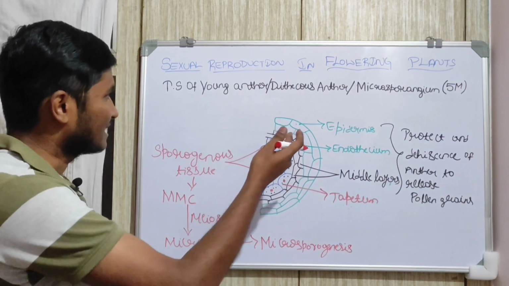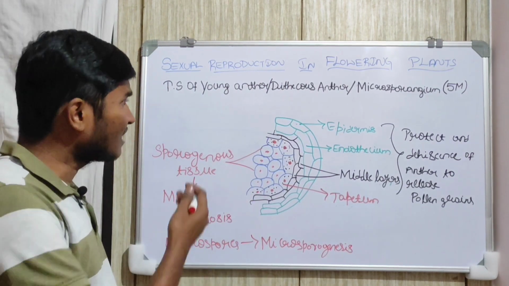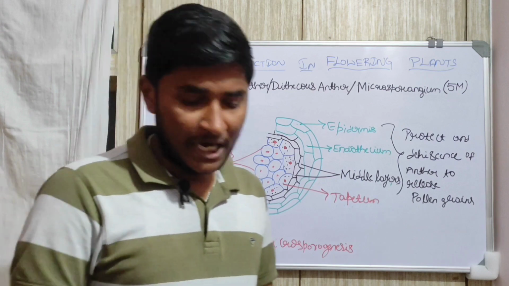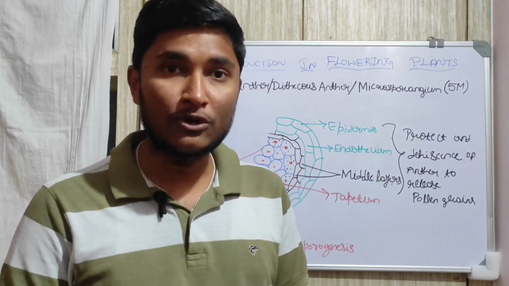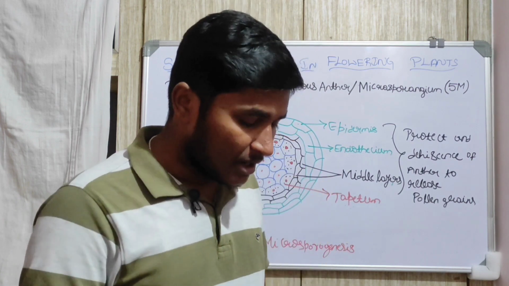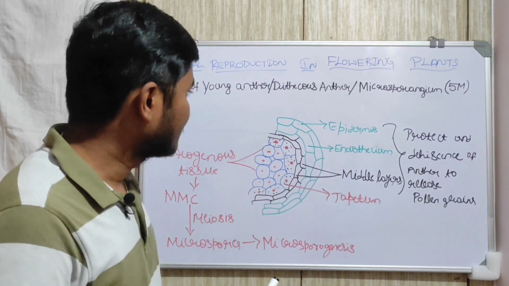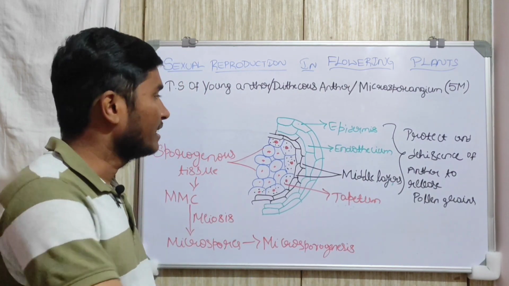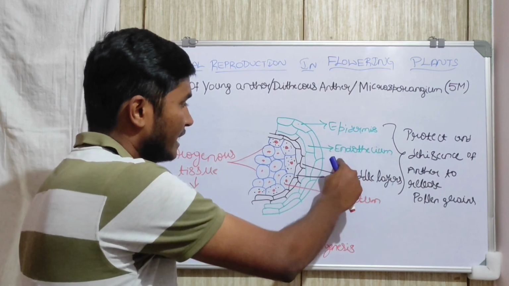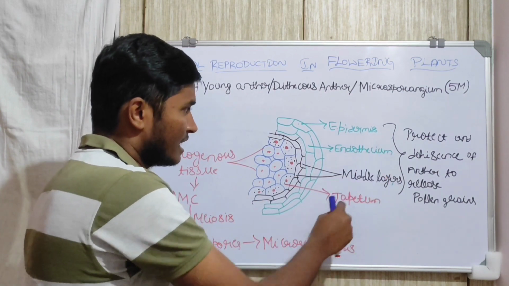So as I explained today, the transverse section of young anther will show a four-sided structure, and it will consist of 4 microsporangia. Each lobe consists of 2 microsporangia. When we enlarge one portion of the anther, we can see the microsporangium. It is surrounded by 4 anther wall layers: epidermis, endothecium, middle layer, and tapetum.